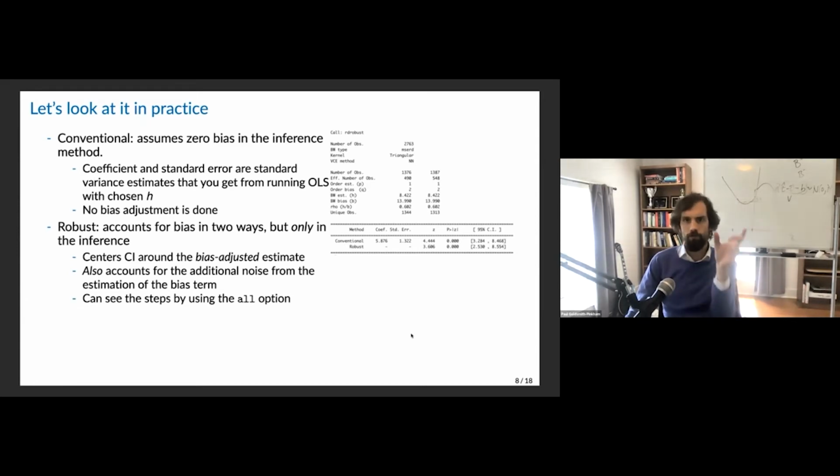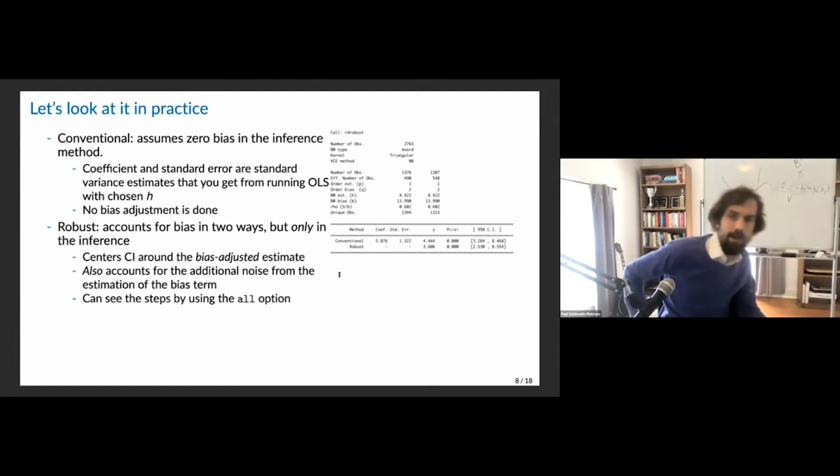So you could run a regression with that bandwidth chosen and do kind of an interaction and set it up, and that would get you exactly these terms. And then you have a z statistic, the p-value, and your 95% confidence interval. Yeah? So robust basically accounts for the bias in two ways.